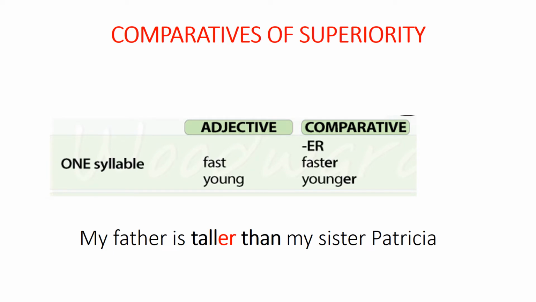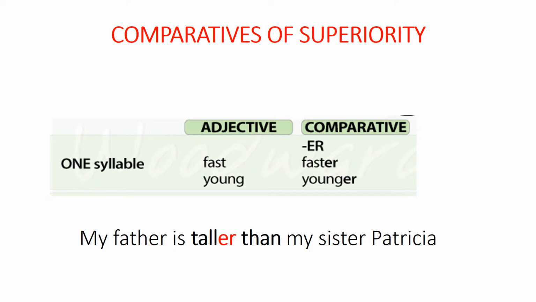To start with, we have the comparatives of superiority. It means that one of the elements is superior to the other. To make this kind of comparatives, we will have 5 different cases.